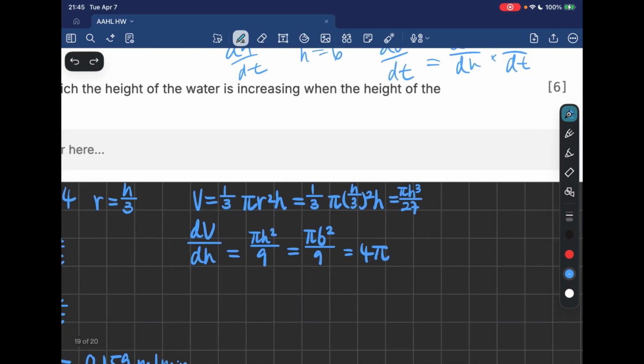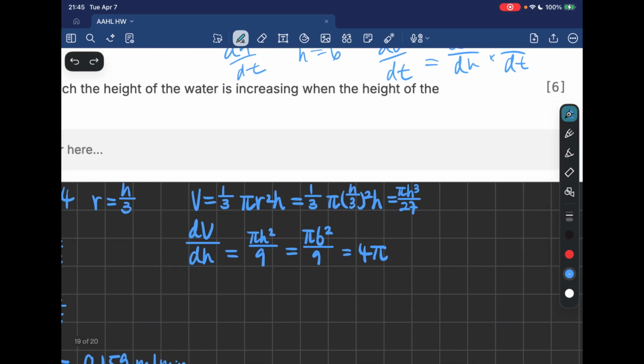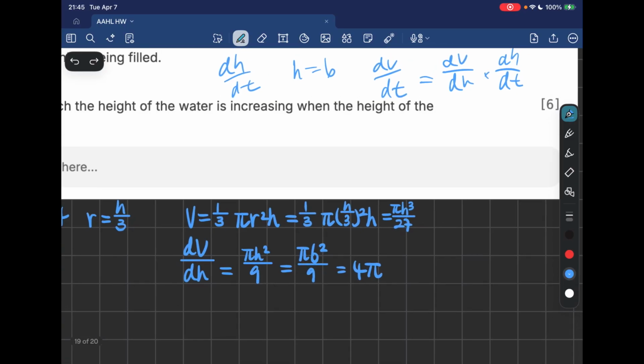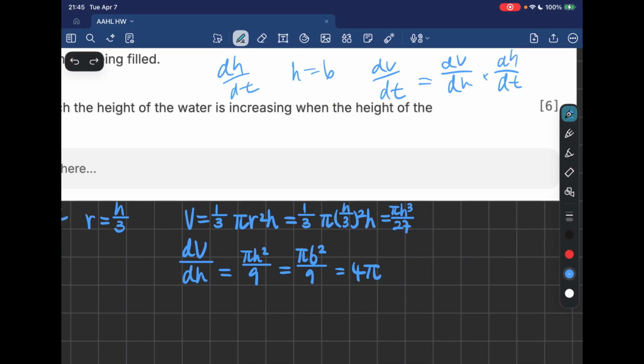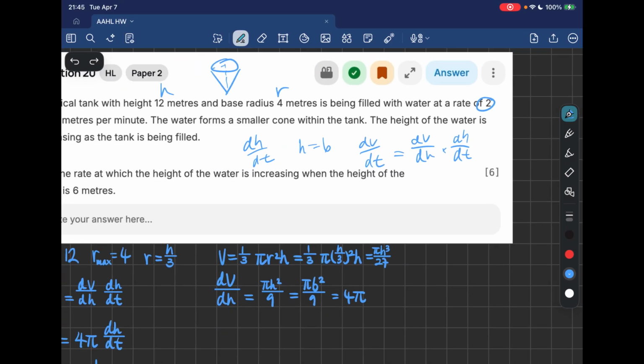So we want to substitute r, and by doing so, we will have V equals this. And let's just differentiate this, dV over dh, and that will yield this. And then when we substitute h equals 6, we will have 4 pi.